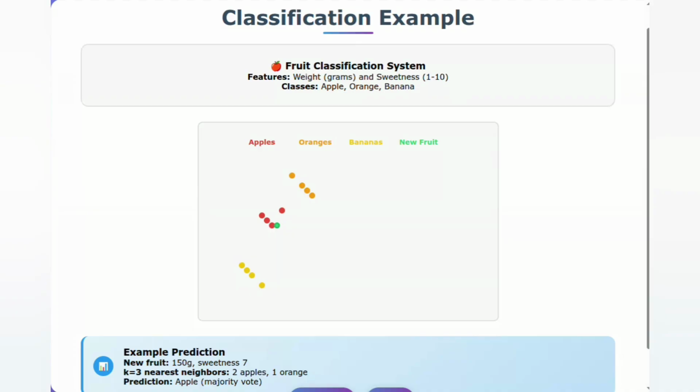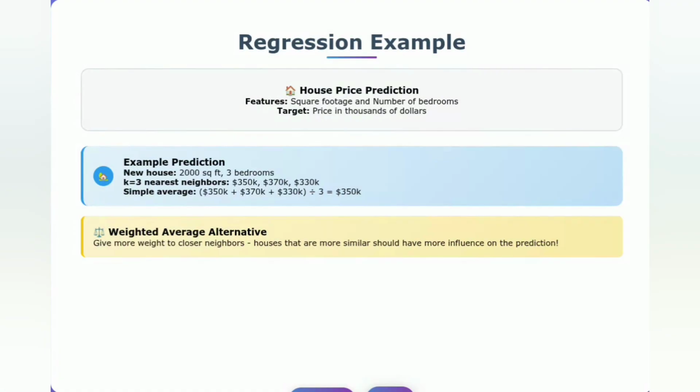This is the majority vote principle in action. If we had K equals 5 and got 3 apples, 1 orange, and 1 banana, we'd still predict apple, since it has the most votes. For regression, the process is similar, but instead of voting, we average the values. Let's say we're predicting house prices based on square footage and number of bedrooms.